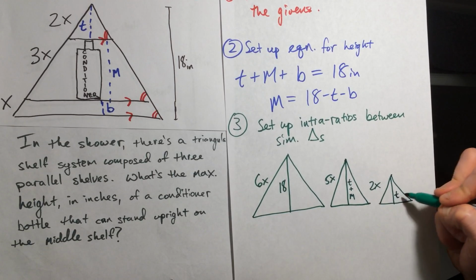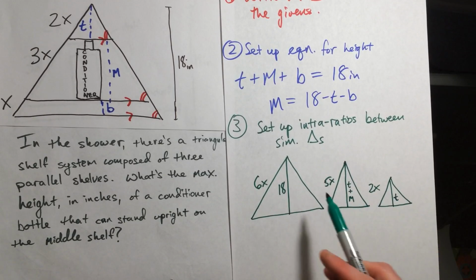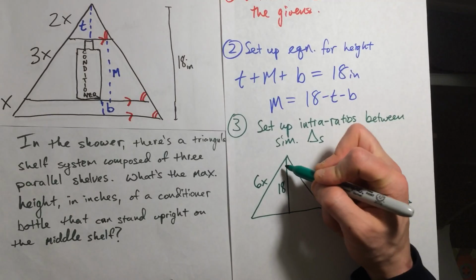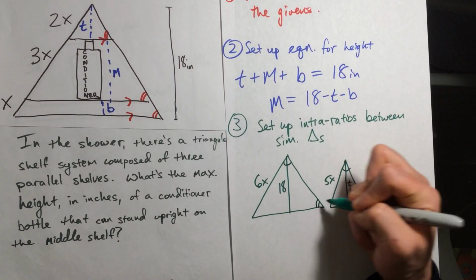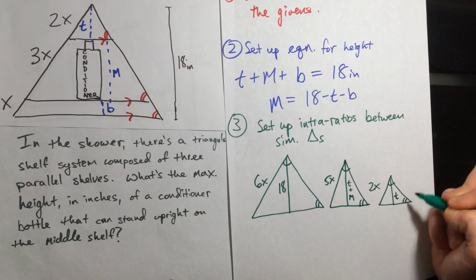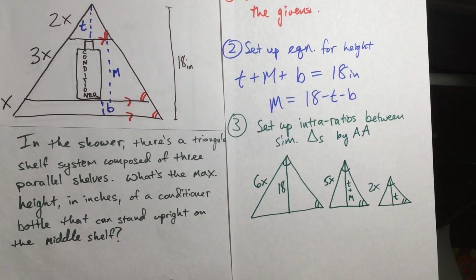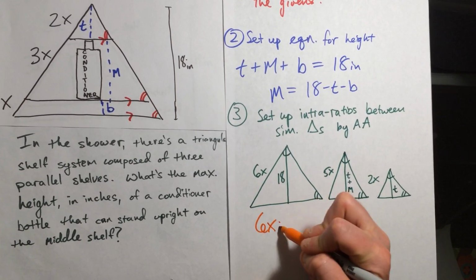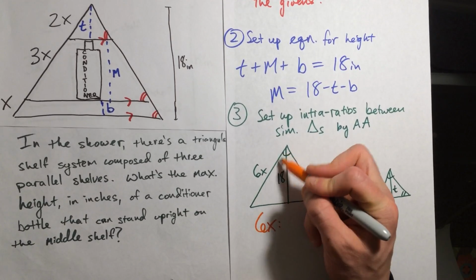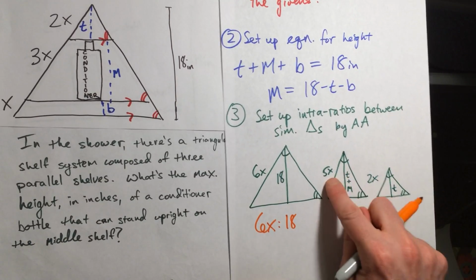That's T. And here's where these intra ratios come in, but before we get there, let's just show that they're similar. They all share the same vertex angle, and they all have the same corresponding angle here. So they're all similar by AA, in case we want to prove that later. Let's go to orange now. So now we're finally going to do these intra ratios. Well, we know that 6x, this side here, compared to 18, that's a ratio we can have here. That's going to hold the same for all of these.